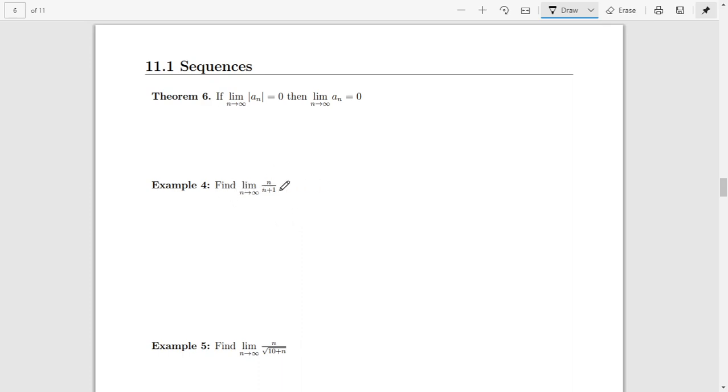We are asked to find the limit of this as n tends to infinity. To find this limit, I'm just going to divide both top and bottom by the highest value of n to get 1 over 1 plus 1 over n. We actually saw this limit in the last video. This is going to be the same thing as 1 over 1 plus 0, which is equal to 1. And that's all for this.